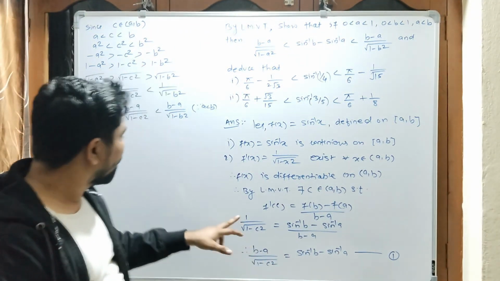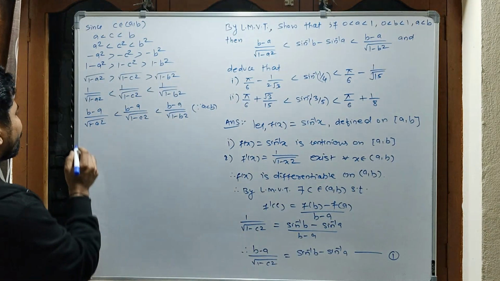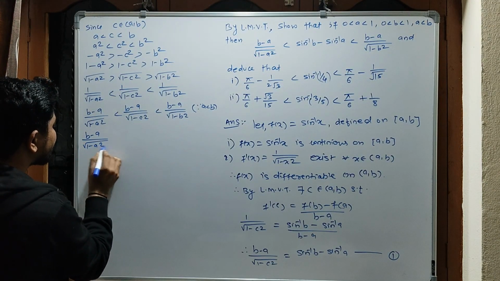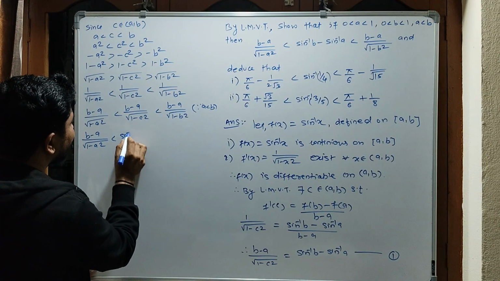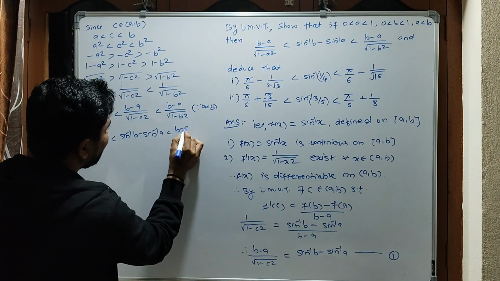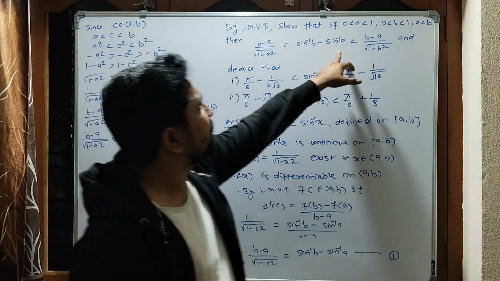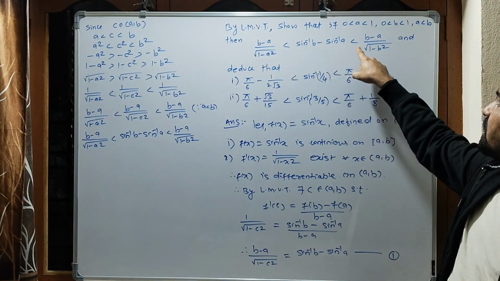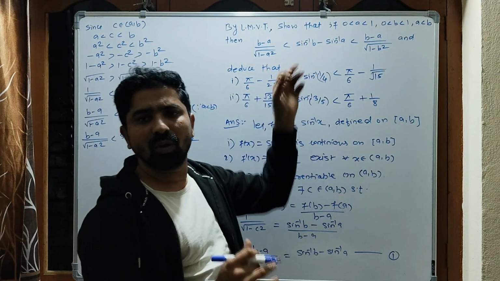Just observe equation 1: (b - a)/√(1 - c²) equals sin⁻¹b - sin⁻¹a. Just put it here. Therefore (b - a)/√(1 - a²) < sin⁻¹b - sin⁻¹a < (b - a)/√(1 - b²), which is your result. So we get the result, and hence the first inequality is proved.